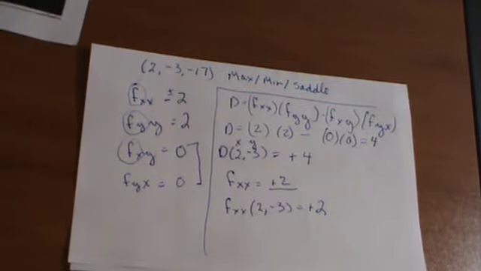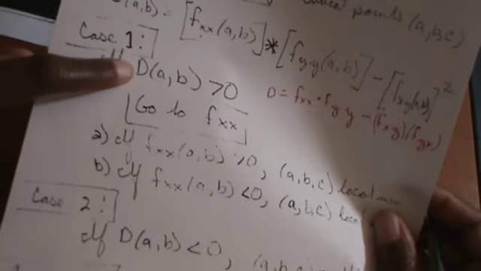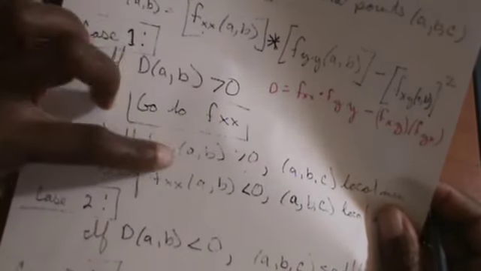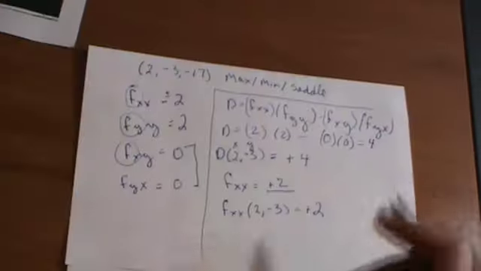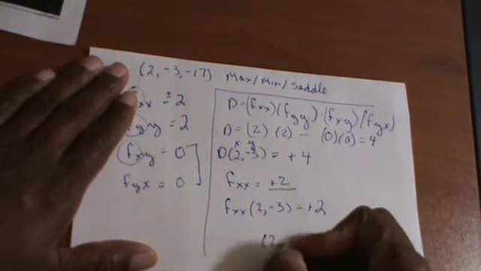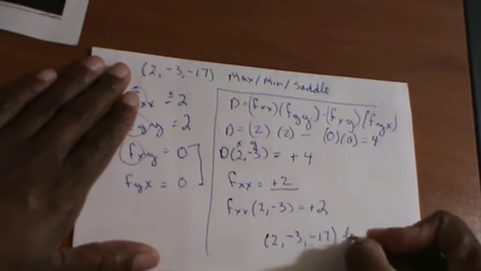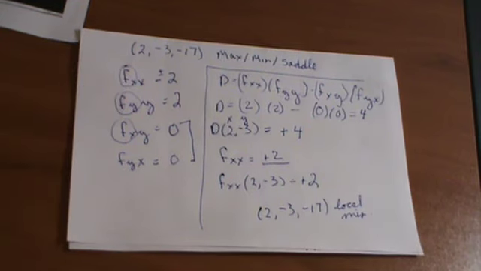All right, so let me go back to my information. Case 1, D comes up positive, but when I did fxx, it too came up positive, so there you go. You're looking at a local minimum. So that means that your point (2, -3, -17) is a local min. Like that. And you're done. Okay, let's try another one.